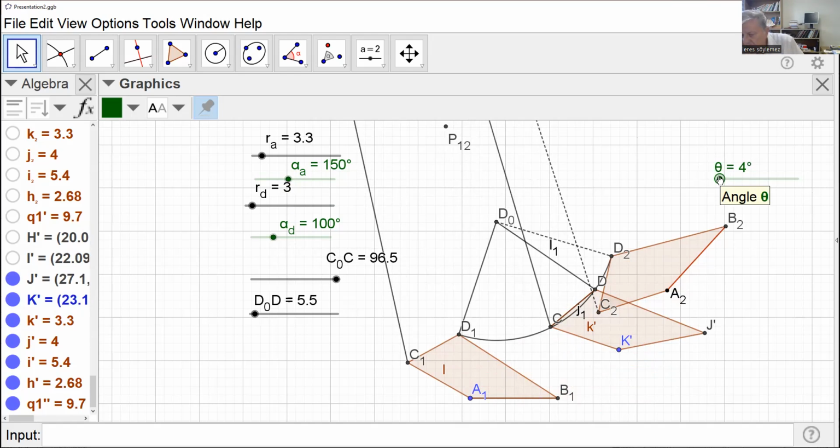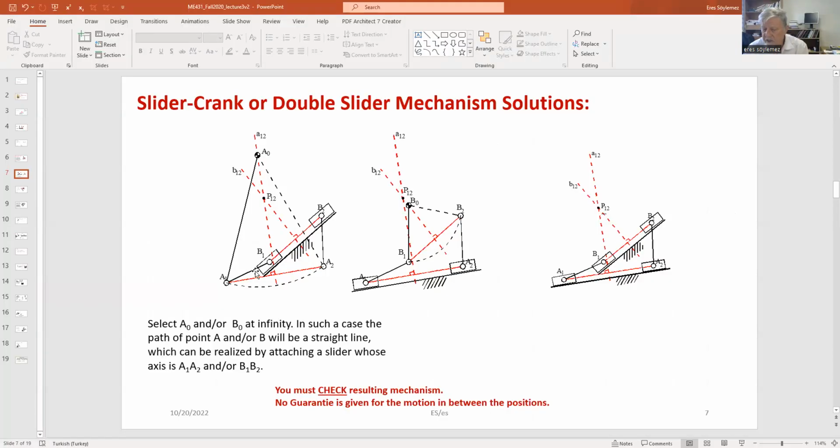You select one of the points, D0, at infinity. If I select both of them at infinity, I will end up with what we call a double slide. You can have a slider crank or a double slide.